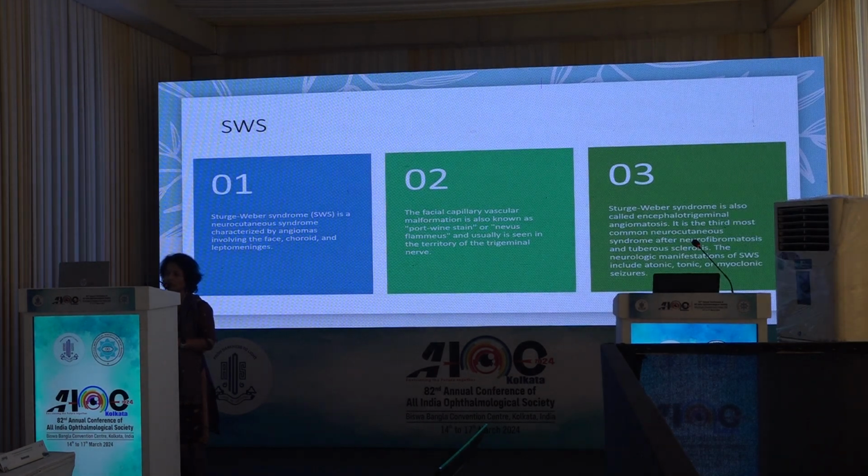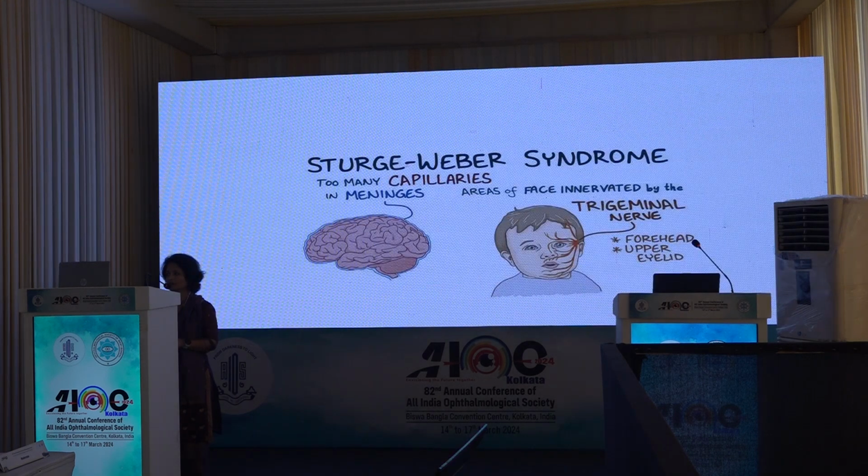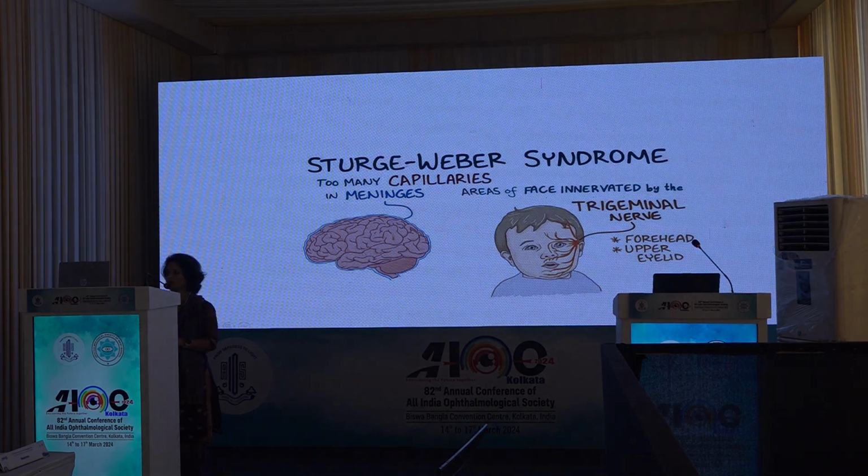So it is a neurocutaneous disorder characterized by angiomas involving the face, choroid and leptomeninges. The facial capillary vascular malformation, also known as port-wine stain or nevus flammus, is usually seen in the territory of the trigeminal nerve. It is the third most common neurocutaneous syndrome after neurofibromatosis and tuberous sclerosis. The neurological manifestations of SWS include atonic, tonic or myoclonic seizures. So it includes the meninges, and this is the distribution of the trigeminal nerve. So we will see port-wine stain in this area.